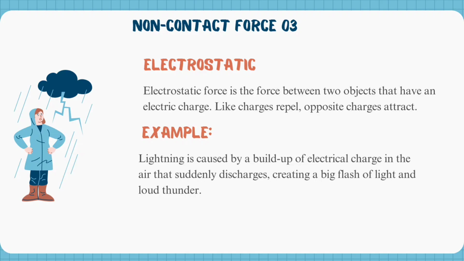Now the next type of non-contact force is the electrostatic force. Electrostatic force is a force between two objects that have an electric charge. Like charges repel each other and opposite charges attract each other. For example, lightning is caused by a buildup of electric charge in the air that suddenly discharges, creating a big flash of light and the loud thunder. So this is all about contact forces and non-contact forces with their examples.